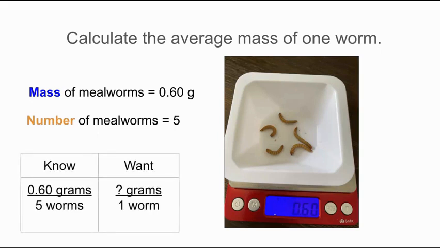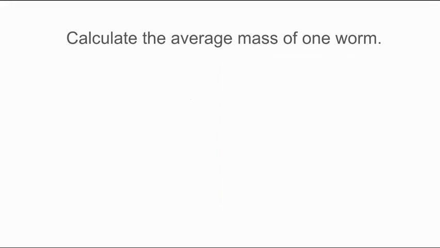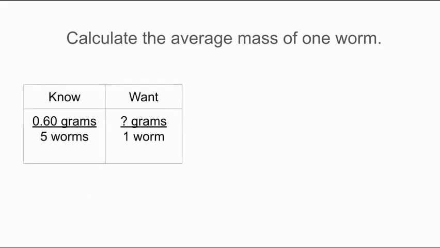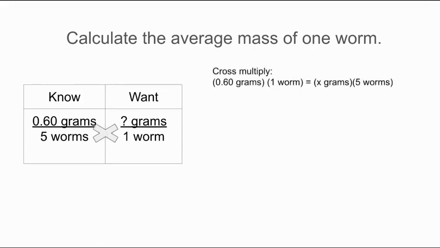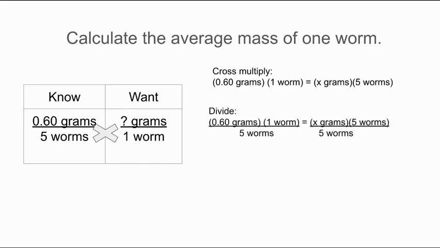We know that 5 worms give us a mass of 0.6 grams, but we want to know the mass of one worm, not 5 worms. So pretty easy. It's a proportion, right? And you can do the whole thing where you cross multiply. So 0.6 grams times the one worm, and then X, we don't know what the gram is, so we need to figure that out, times the 5 worms. And then of course you divide.